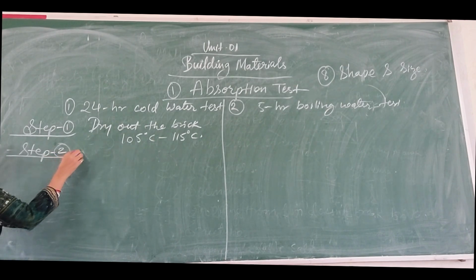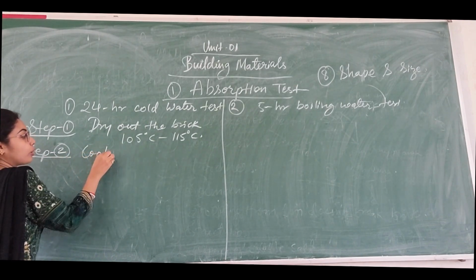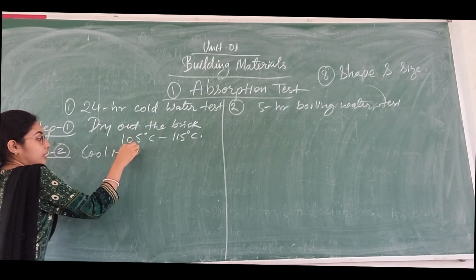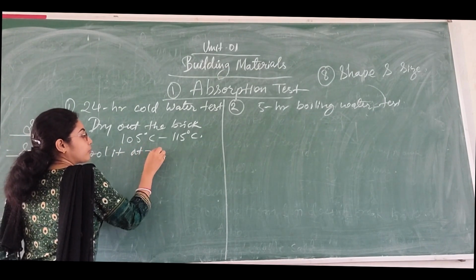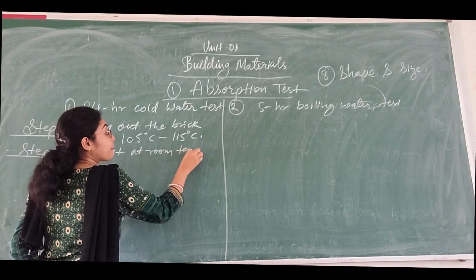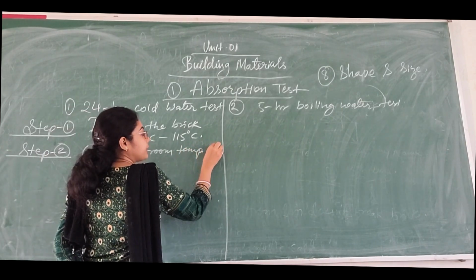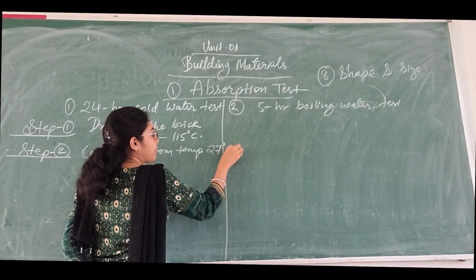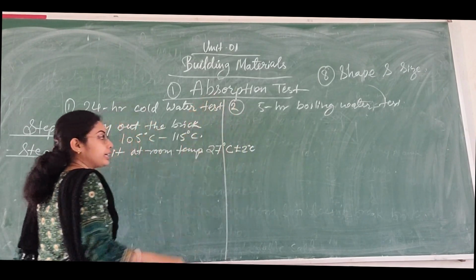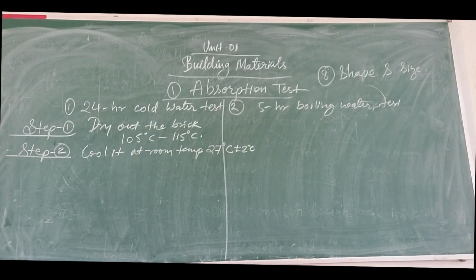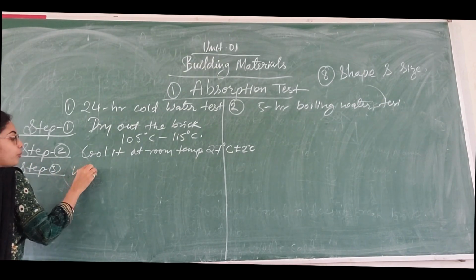Now next what you need to do, you need to cool it at room temperature. What is room temperature? 25 degrees, but here I am taking 27 degrees plus minus 2 degrees. According to the area, according to the temperature, there will be plus 2 ऊपर नीचे. ठीक? Now, weigh the brick.